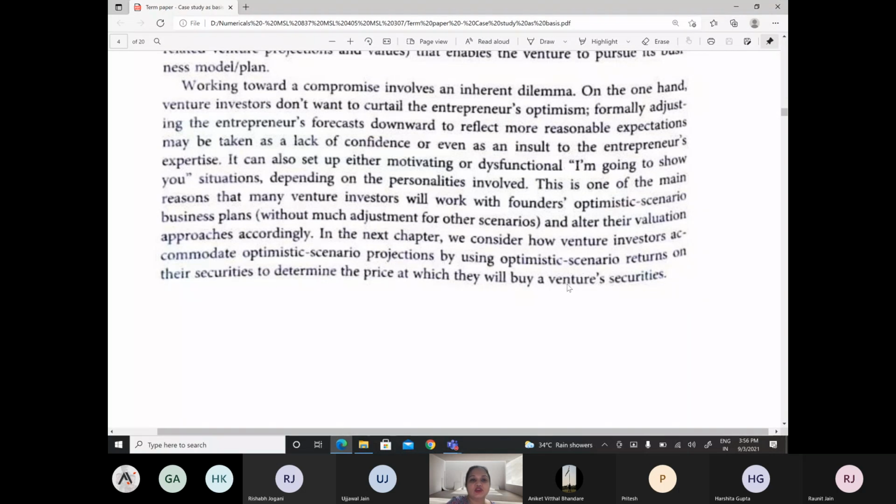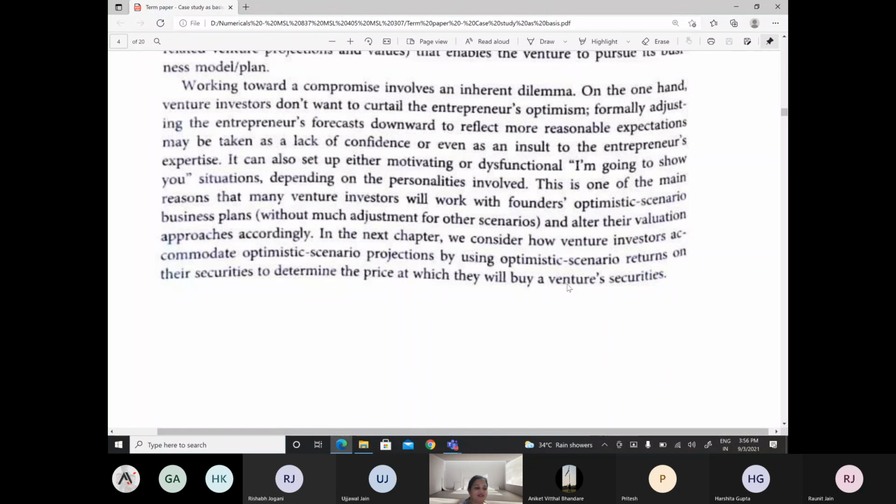Now, working towards a compromise involves an inherent dilemma. On the one hand, venture investors don't want to curtail the entrepreneur's optimism. Formally adjusting the entrepreneur's forecast downward to reflect more reasonable expectations may be taken as a lack of confidence or even as an insult to the entrepreneur's expertise. And this I have seen happen with a lot of entrepreneurs.